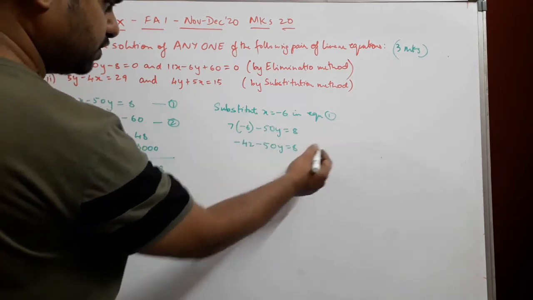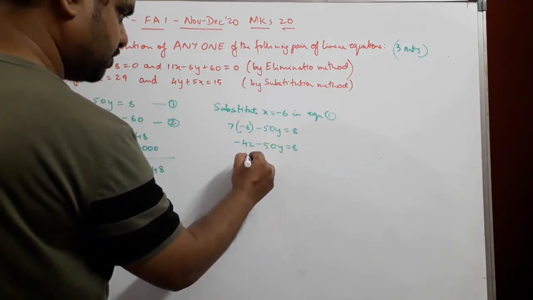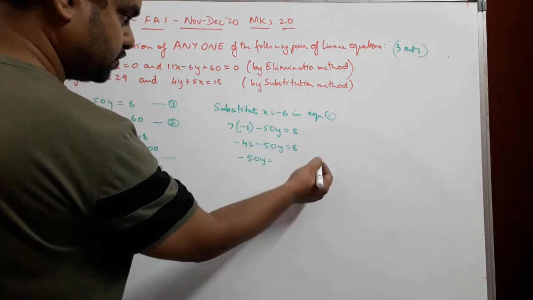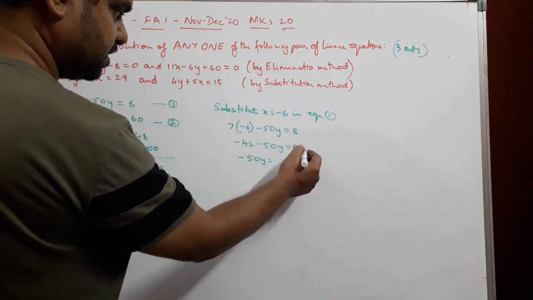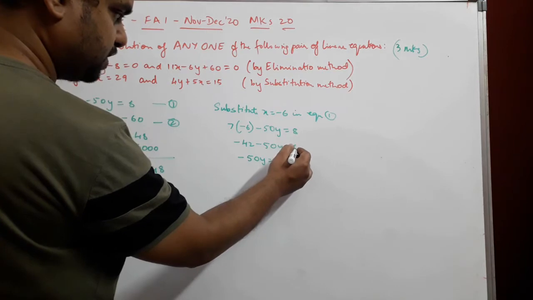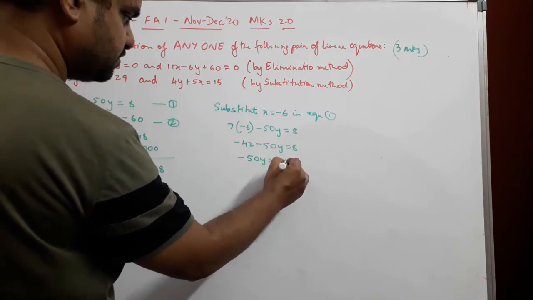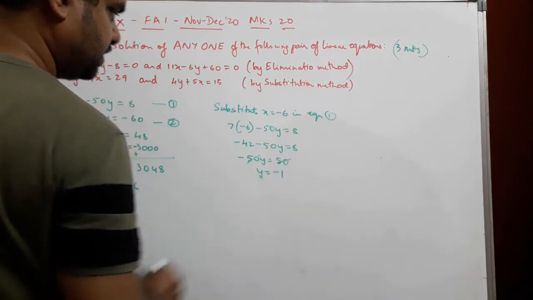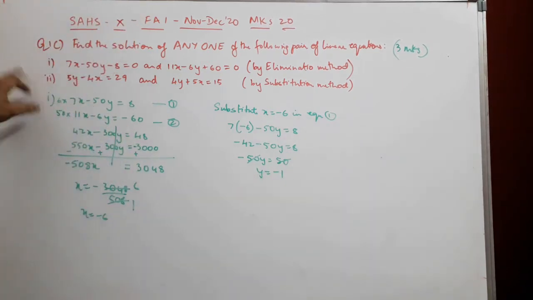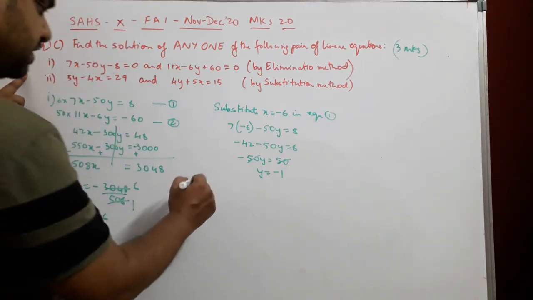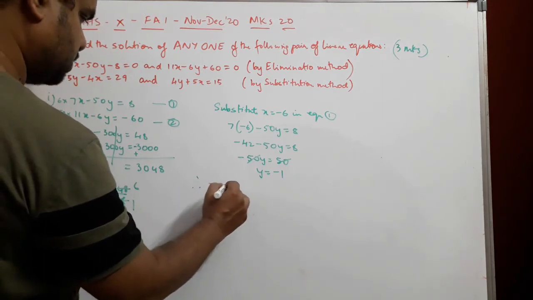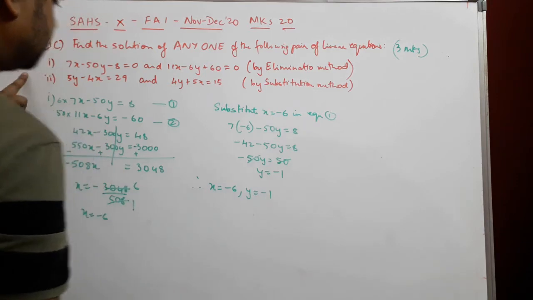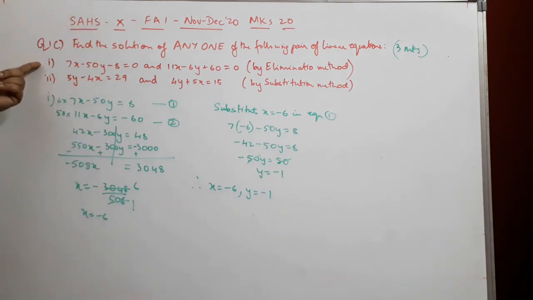I'll take 42 on the other side. It will become positive. So minus 50y equal to 8. Minus 42 when it goes on the other side of the equal to sign becomes positive 42. Positive 42 plus 8 will give us positive 50. 50 and 50 cancel, we get y equal to negative 1. So therefore x is equal to minus 6 and y is equal to minus 1. That is the answer to the first problem.